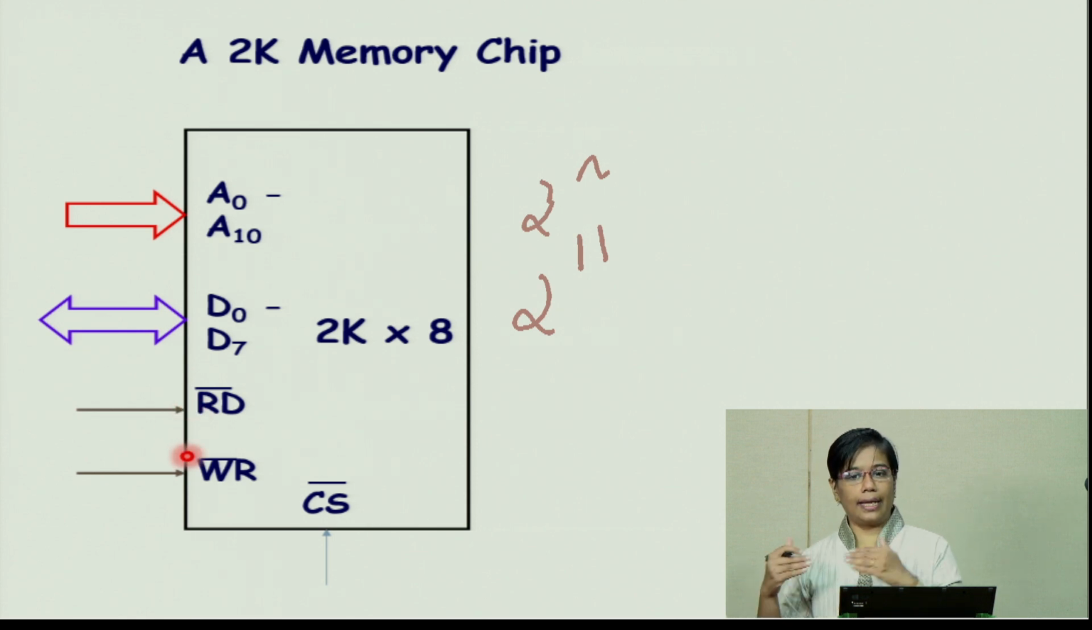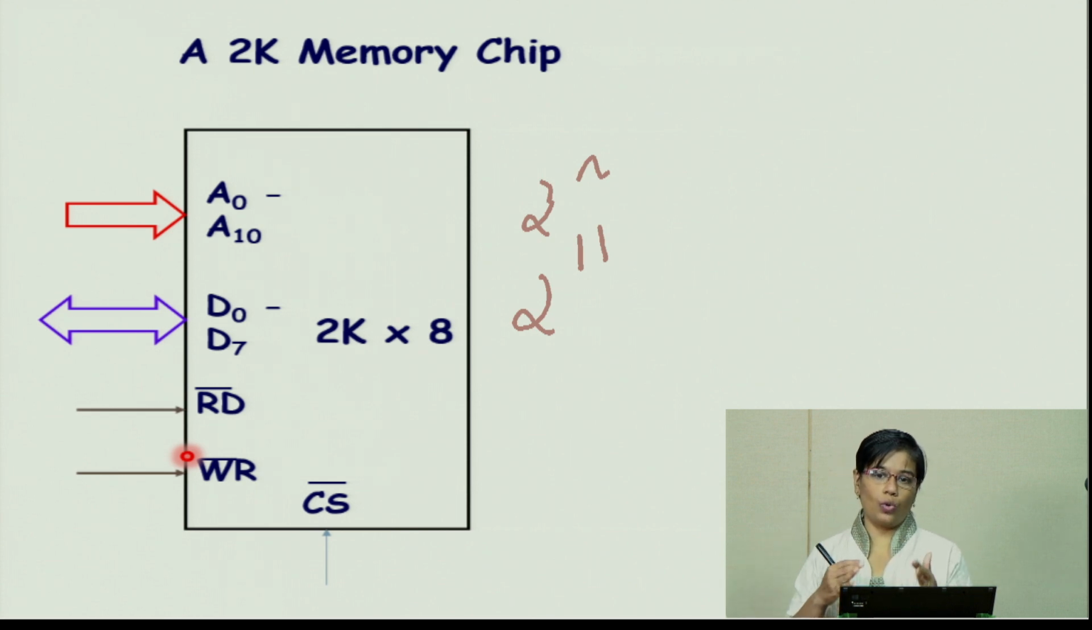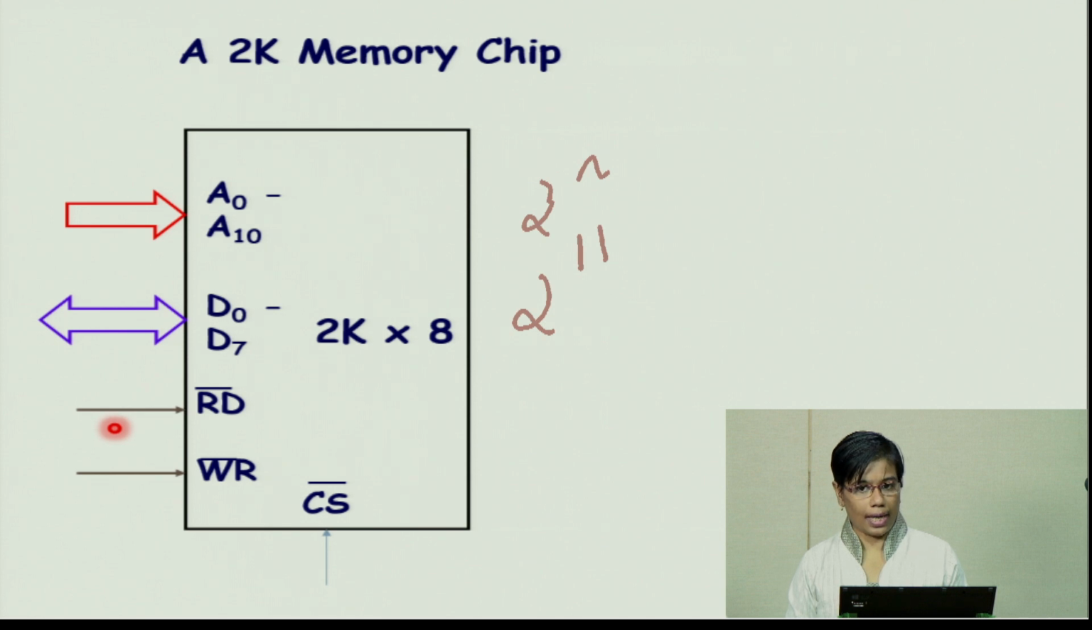The processor tells the memory whether data is going to be read from the memory location or written into the memory location. So control signals again are going to be coming from the processor. And other than the read and write, there is a very important signal which is called chip select, which is used for enabling this particular memory chip. So if this memory chip has to work, the chip select signal has to be active.